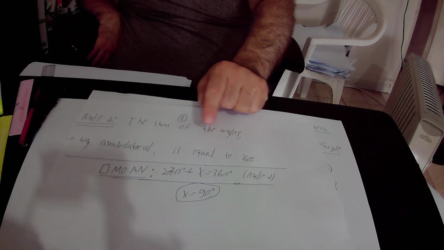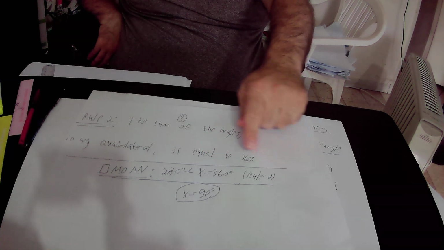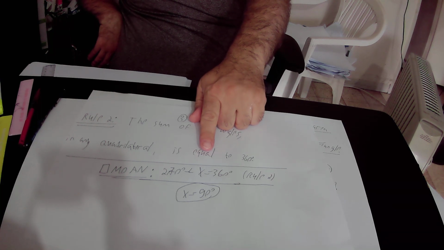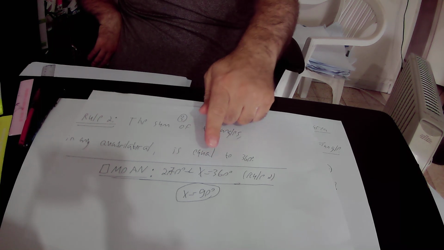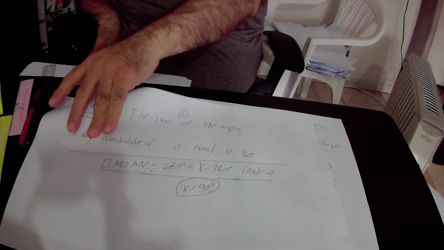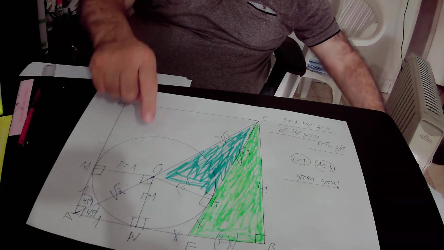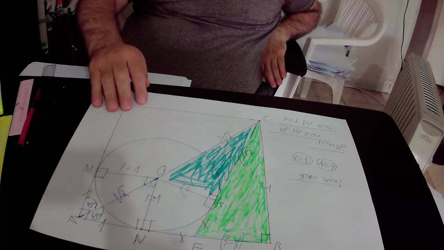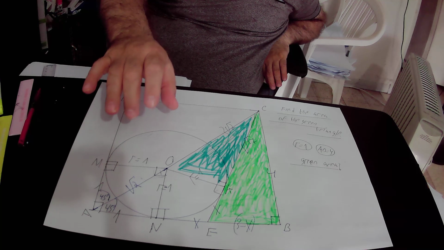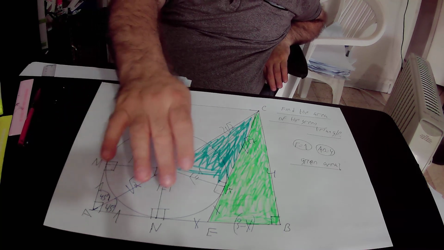So 270 degrees plus the size of angle x must be equal to 360 degrees according to rule number 2. We subtracted 270 degrees from this equality and we got that angle x equals 90 degrees. That is to say, angle x is a right angle. So in quadrilateral MOAN we have 4 right angles: 1, 2, 3, 4.